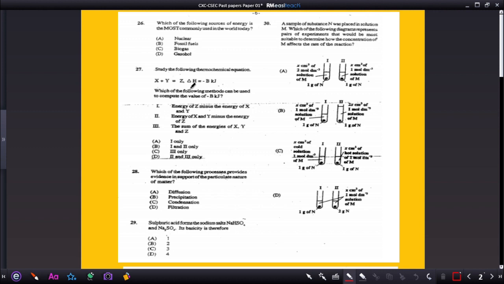Now question 26. Which of the following sources of energy is most commonly used in the world today? Petroleum, oil, crude oil, fossil fuels. They all came from fossil fuels.